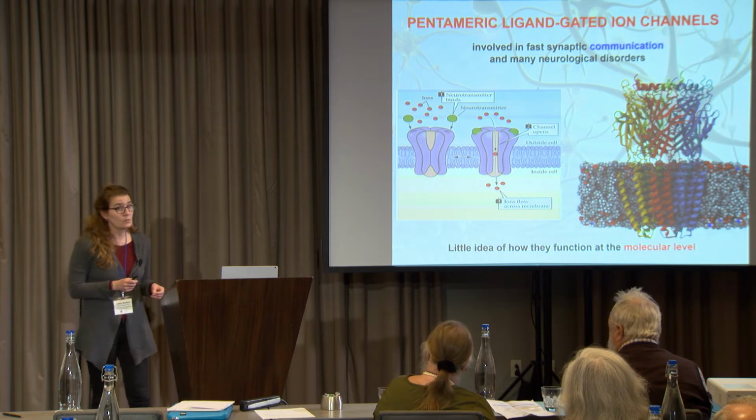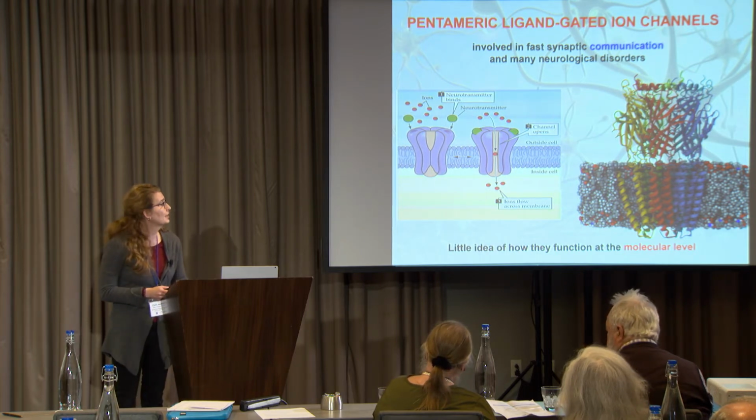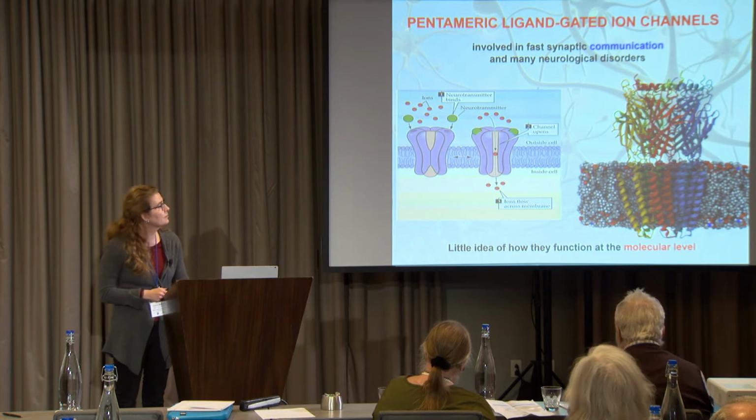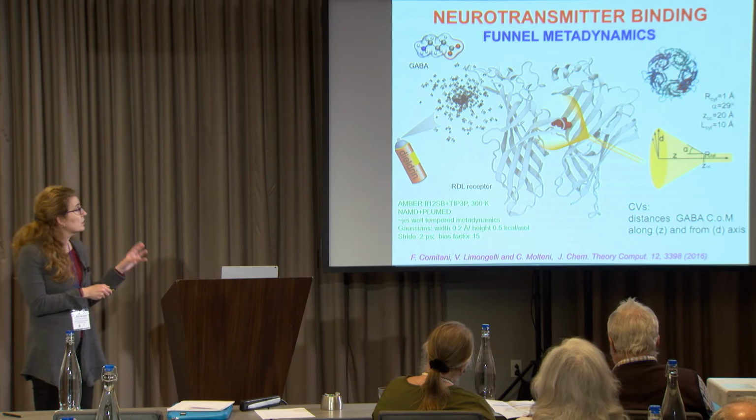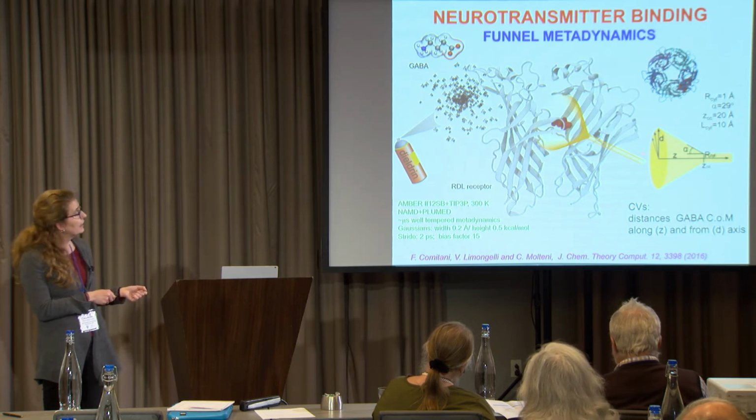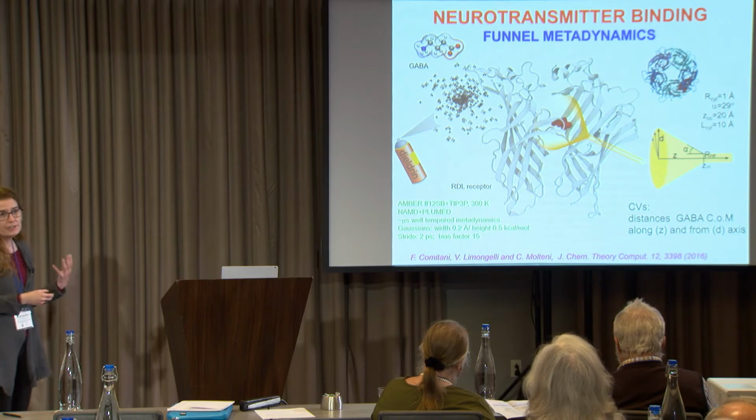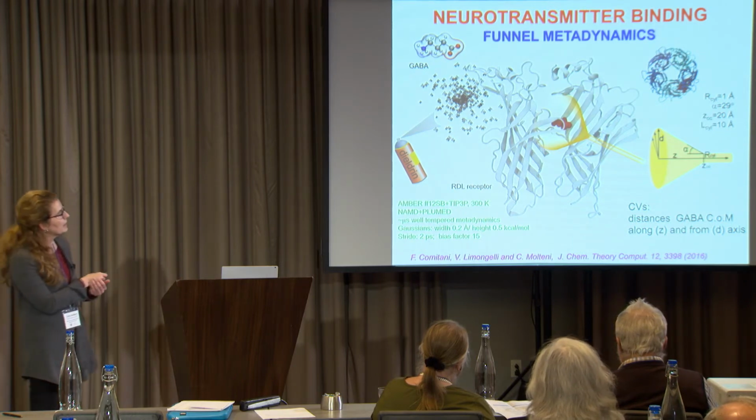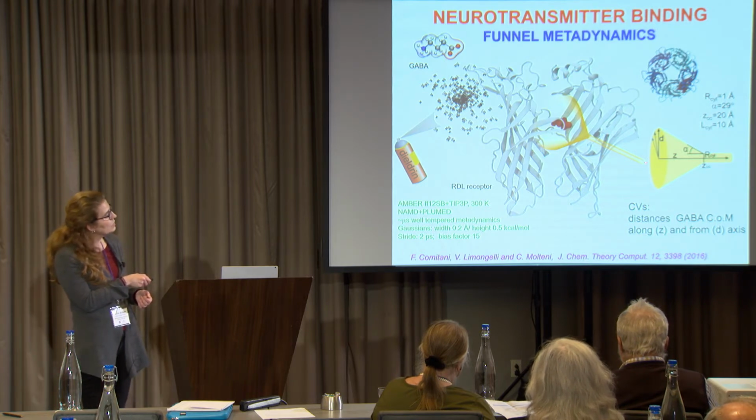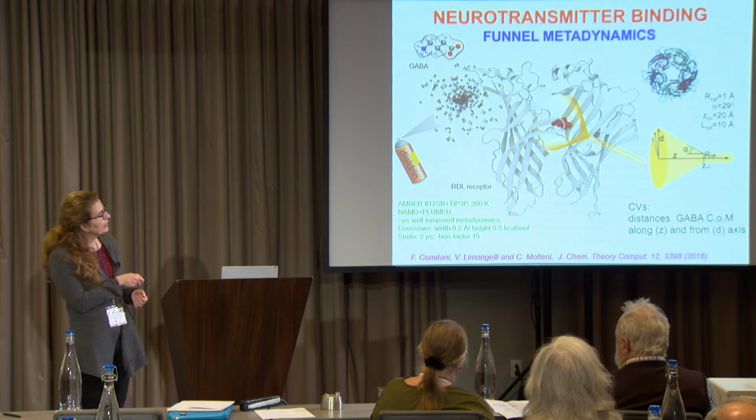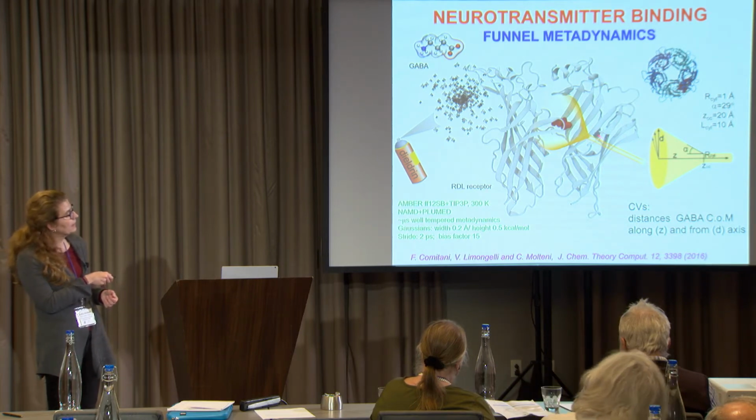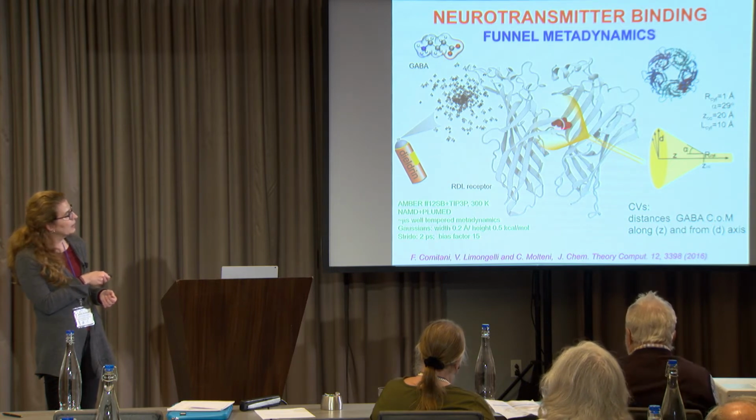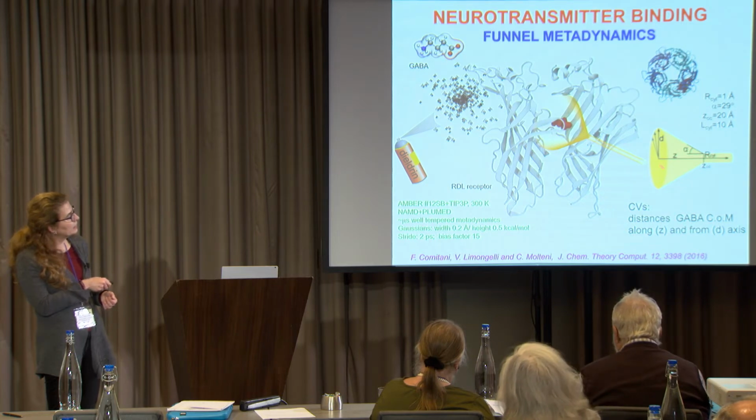Because the structural information is quite limited, we don't know exactly how they work at the molecular level. And so we have done a series of calculations, for example, to look at the binding of the neurotransmitter to the extracellular domain of this system. This is just a portion of the whole system, which is much bigger. We used metadynamics with this particular funnel potential to bias the binding of the neurotransmitter from the solvent in, so that it could explore the binding site, and then out and in and out and in and out.